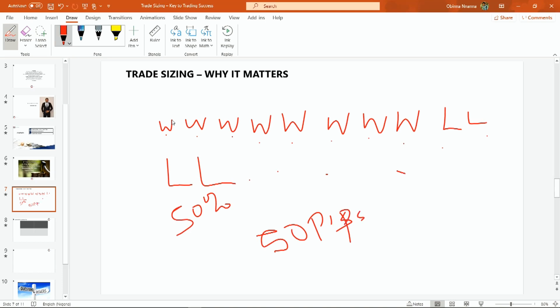So you have a $100 account, and then you use a 0.1 lot size, and your stop loss is 50 pips away. It means if this trade goes against you and hits your stop loss, you're going to lose, do the math, $50.